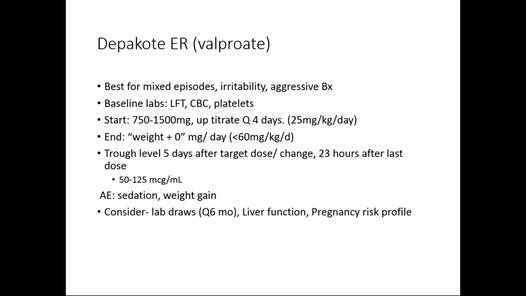Let's say you start them at 750 at bedtime. In a few days, you up it to 1,000. In a few days, you up it to 1,500. And then let's just see how this person's going to do at 1,500 at bedtime. You get them to that dose. You wait 5 days, and you take a trough level. You let the steady state get established.